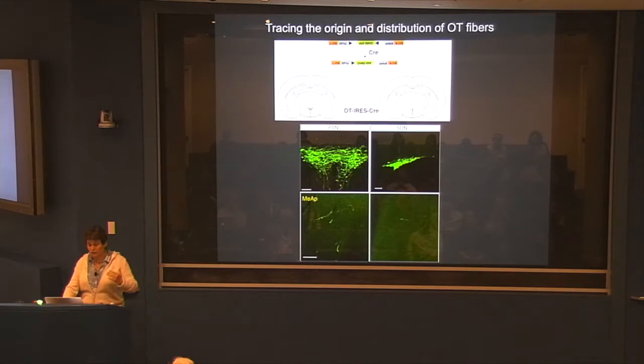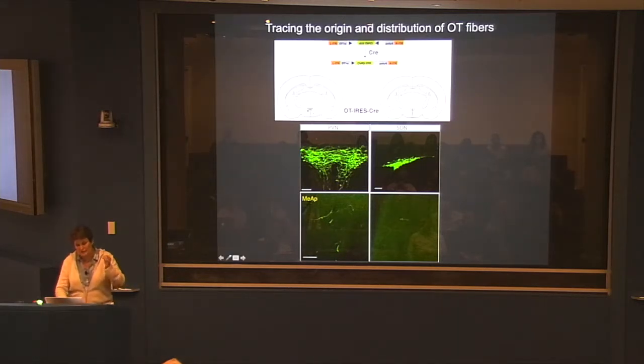We also were able to trace the origin of oxytocin. I won't go into very much detail, but basically we injected into an oxytocin Cre mouse a virus that enabled us to follow the projections of these oxytocin neurons and see whether we can see fibers in the medial amygdala.